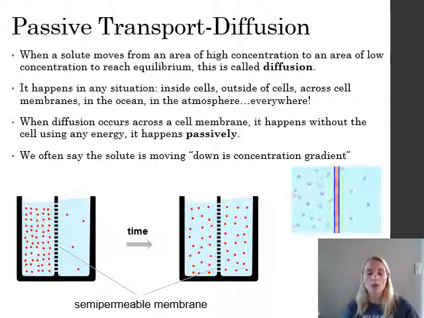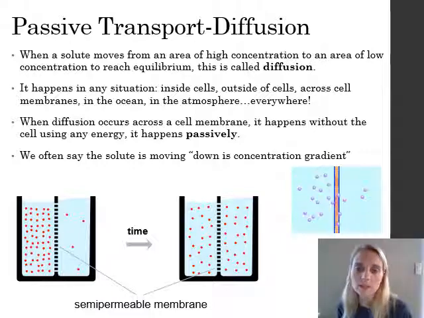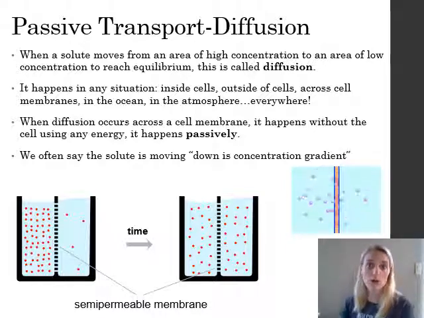The textbook definition, if you will, is when a solute moves from an area of high concentration to an area of low concentration to reach equilibrium. That's diffusion. So that is our understanding. Hopefully you'll get a comfortable understanding of that term. This idea of diffusion happens all over the place. It happens inside of cells, outside of cells, across plasma membranes, in the open ocean, in the atmosphere. Diffusion is happening everywhere. Things will go from an area of high concentration to low concentration, trying to reach an equilibrium.